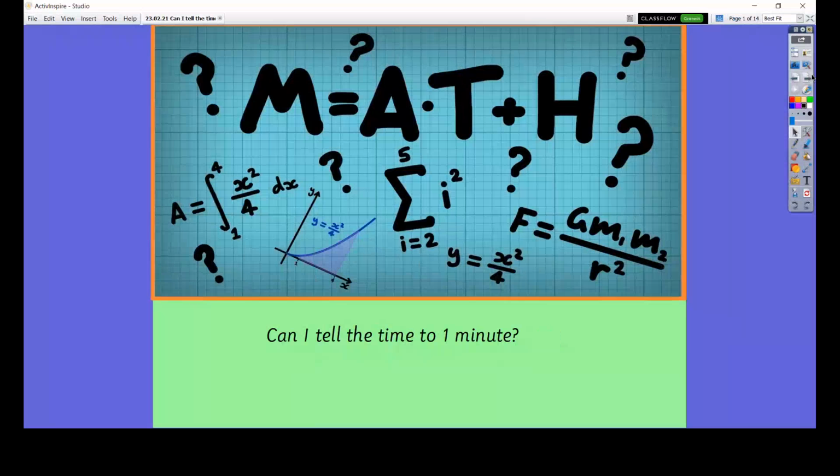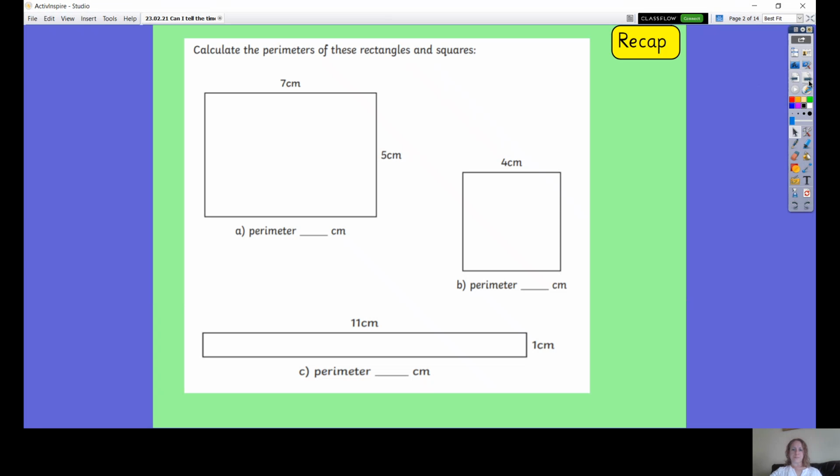Today we're going to be carrying on with our time, and today we're going to be trying to read time to the nearest minute. So without further ado, let's warm our brains up. As I said, today's main lesson: can I tell the time to 1 minute?